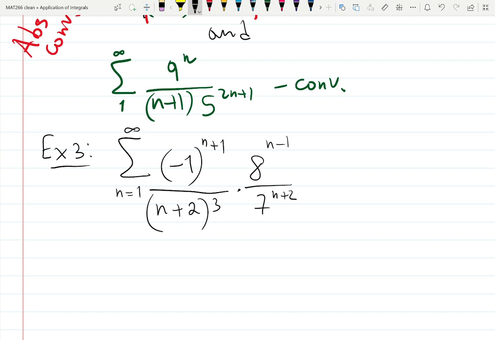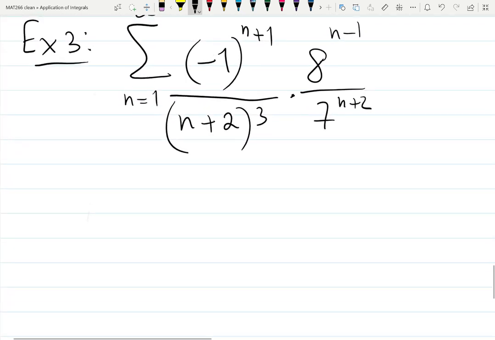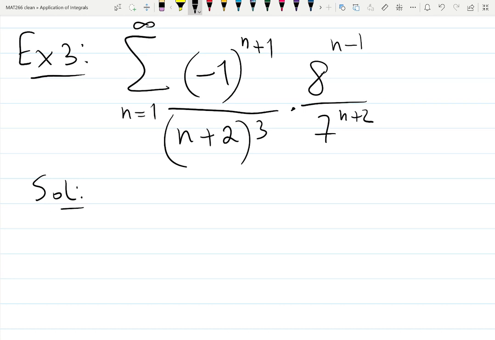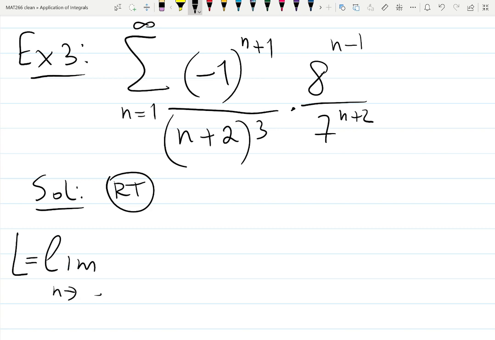So I am not going to perform the divergence test. Let's just jump into the ratio test. Solution. Ratio test. Should I read it? Minus 1 to the n plus 1, 8 to the n minus 1, n plus 2 cubed, 7 to the n plus 2. Make sense? The L will be, let's do capital L, equals the limit as n goes to infinity. And I'll right away start writing down the n plus 1 term. Everywhere you see n, you put n plus 1.